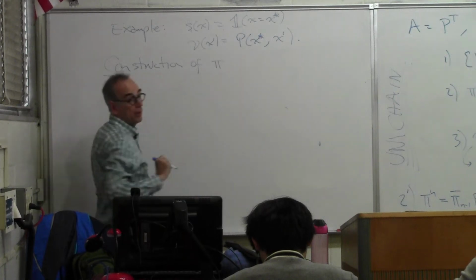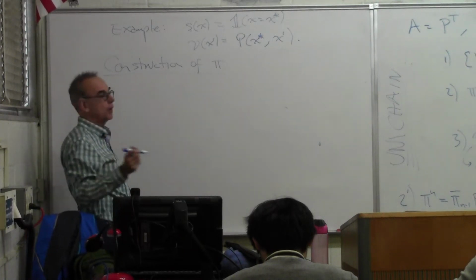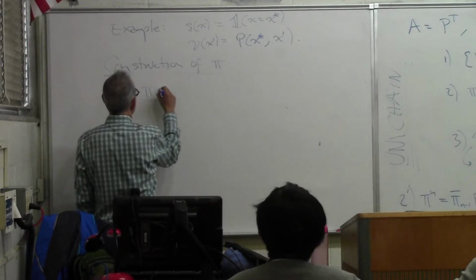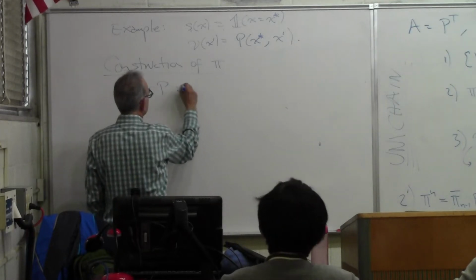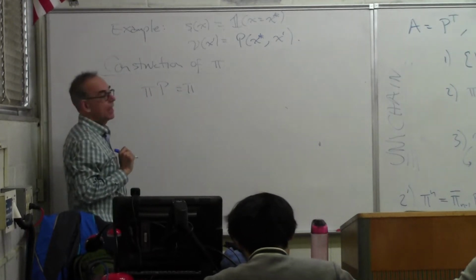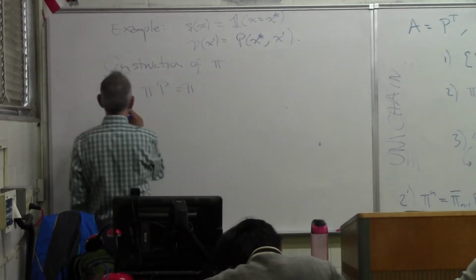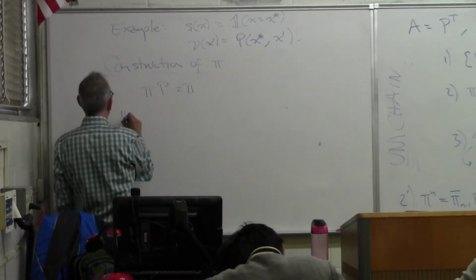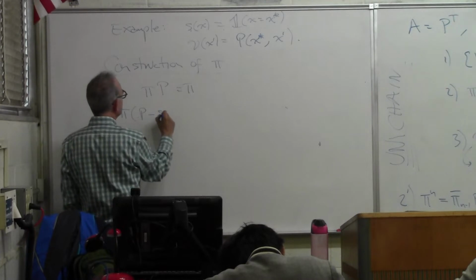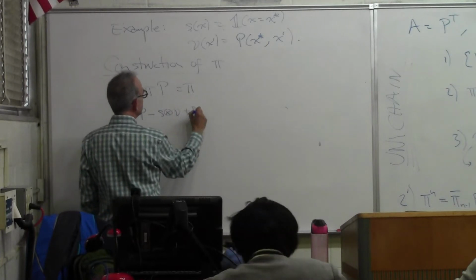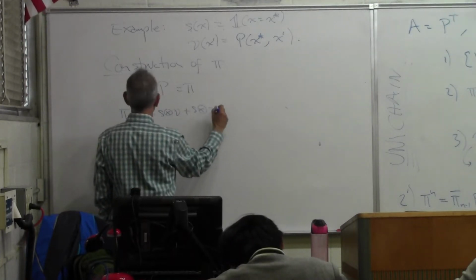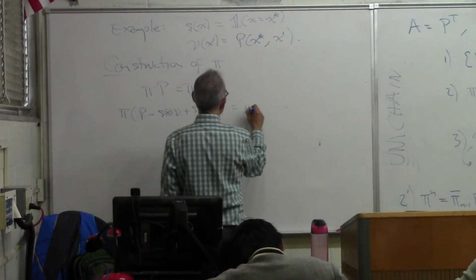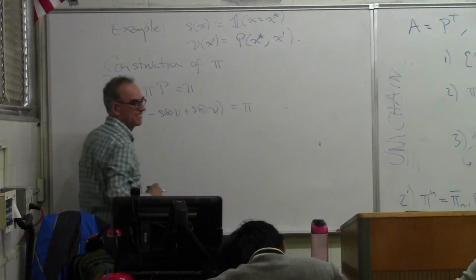So here's the construction of pi. You start off with what you want. All right? And then what you do is you say, well, if that's the case, then pi times (P minus s cross nu) plus s cross nu is equal to pi. All right?